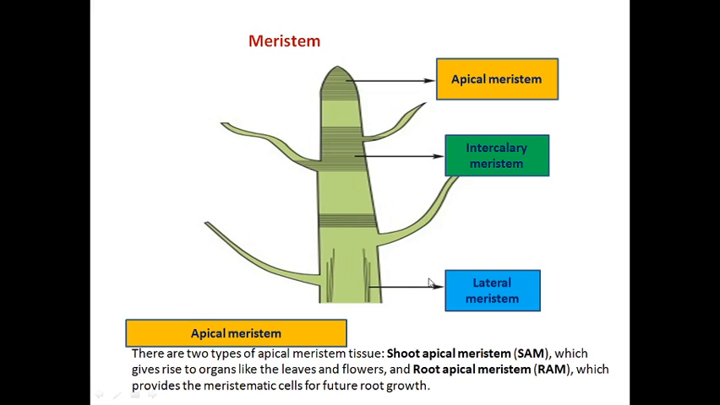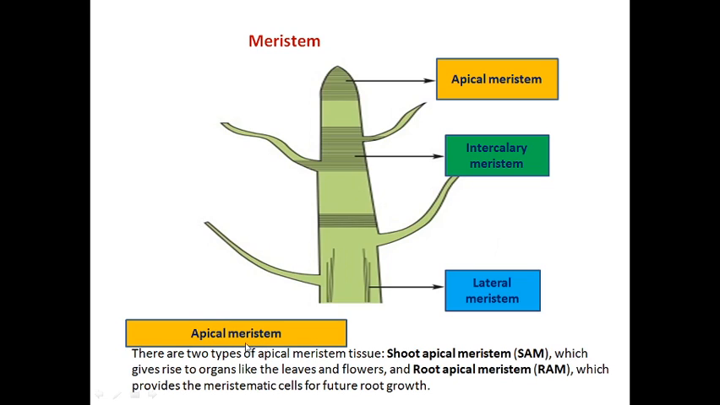Now coming to the third type, that is the lateral meristem. I have already told you that the lateral meristem is present at the lateral sides of a plant, and it is the late formed meristem. It forms after the primary meristem, or after the apical and intercalary meristem. That is why it's also called secondary meristem. I hope this classification is clear to you. Now our main topic is apical meristem. We are going to study the apical meristem here.